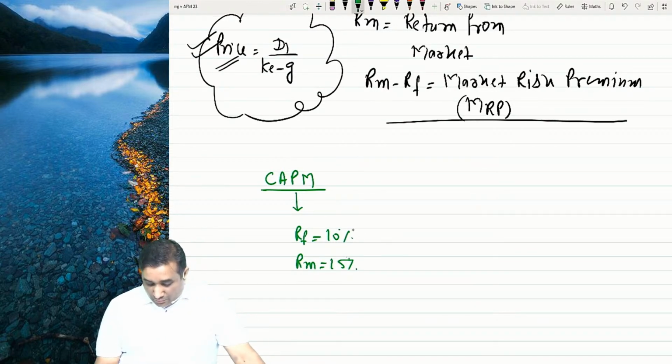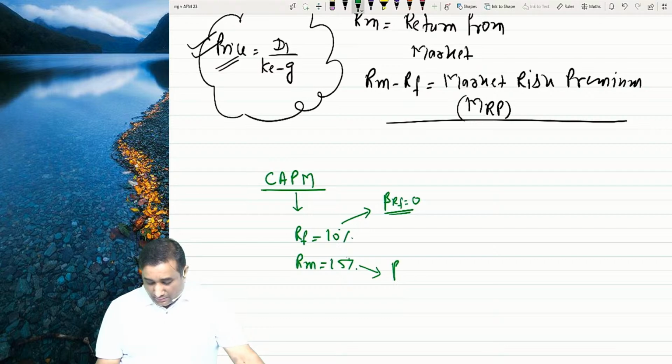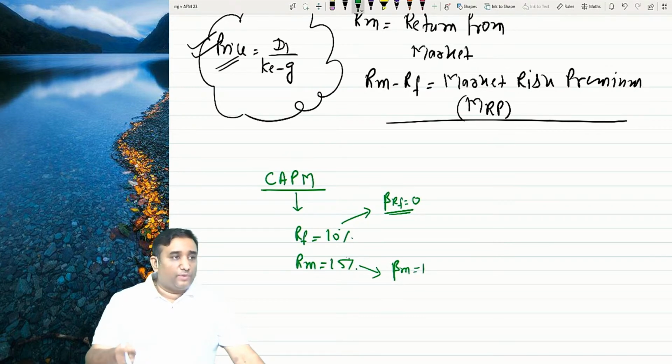Now, if I try to read risk free, I'll say I need 10% return by taking how much risk? Beta of 0. That means the beta of the risk free is 0. It means you need a minimum 10% return without taking any kind of risk. What is the beta of the market? Beta of the market is 1. Now, if I move from 0 to 1, how much excess return do I need?